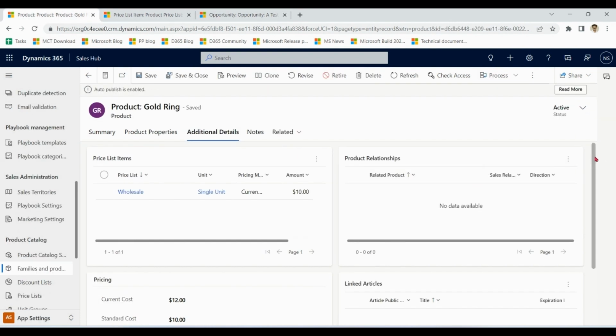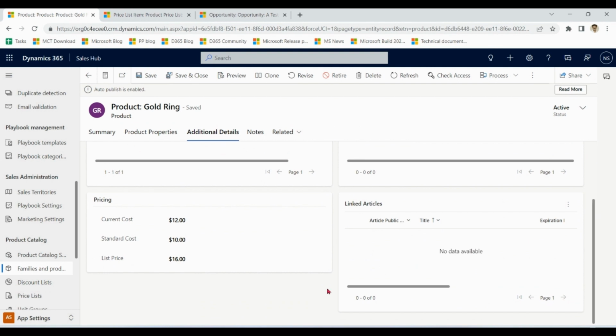Let's assume now we want to have a different pricing method. We have defined standard cost 10 USD, current cost 12 USD and list price 16 USD. Now see what happens when we use different pricing methods.